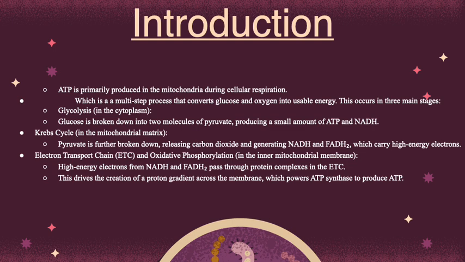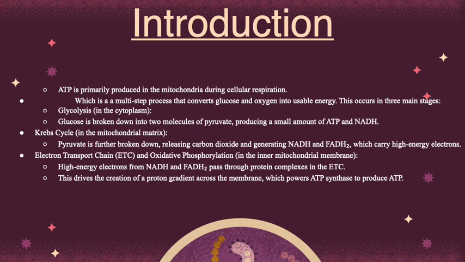What is ATP and how does it work? ATP is primarily produced in the mitochondria. Everybody knows what the mitochondria is. It's the powerhouse of the cell, and it's produced during cellular respiration. This involves a multi-step process that converts glucose and oxygen into usable energy. It's a 3-step process.